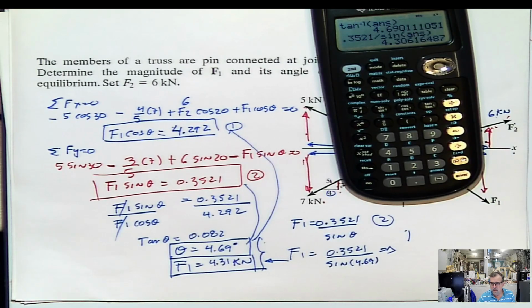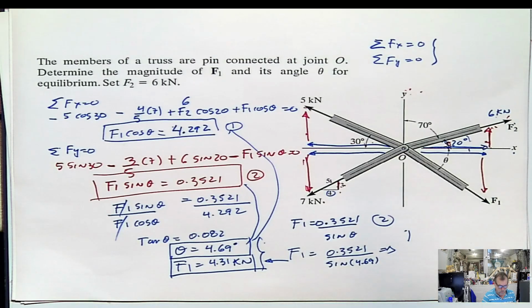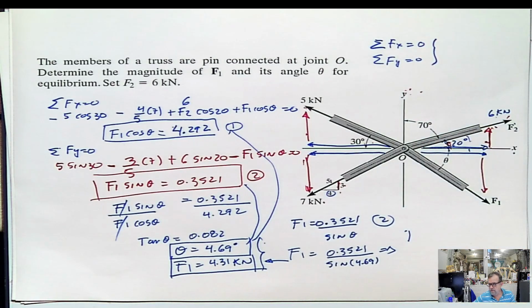You see, these problems are really simple, and once again, the only difference between what we have been doing and now is the word equilibrium, which means equal zero.